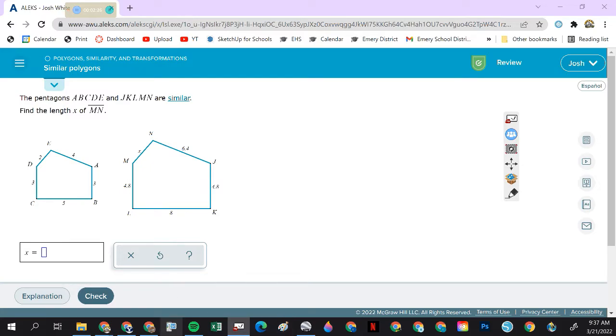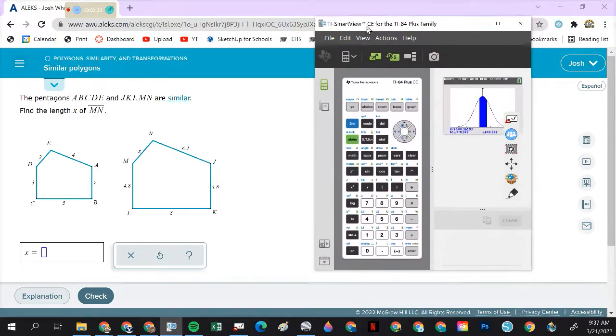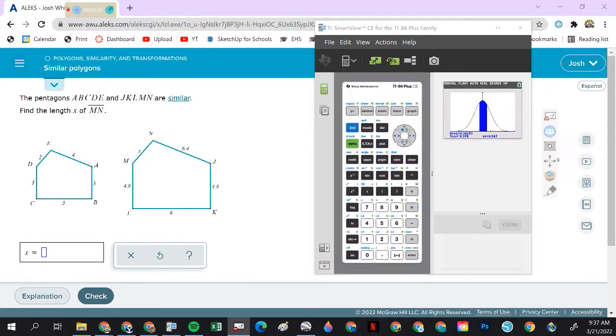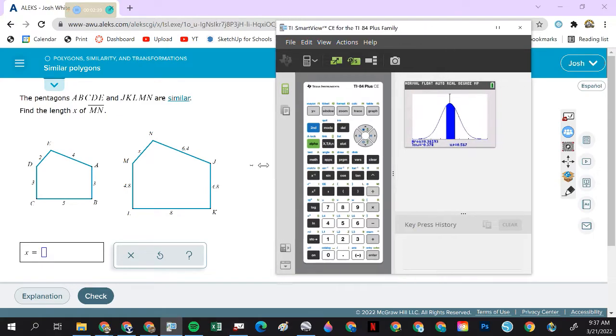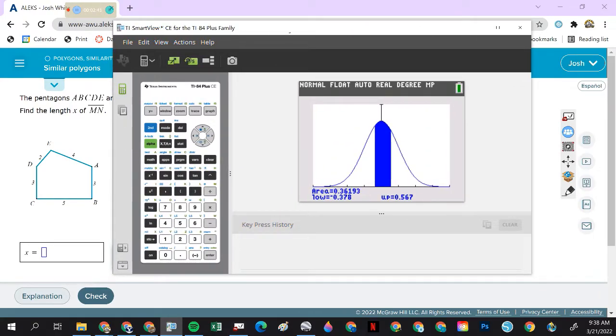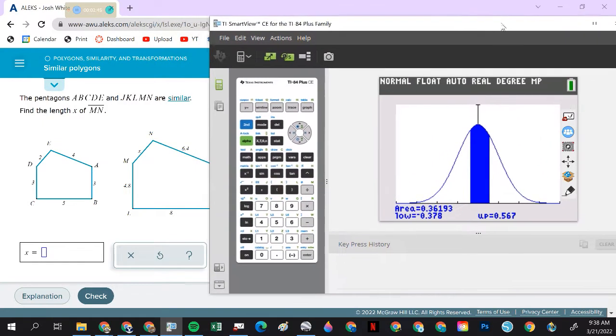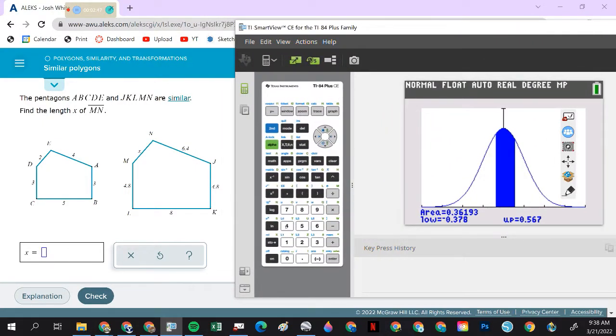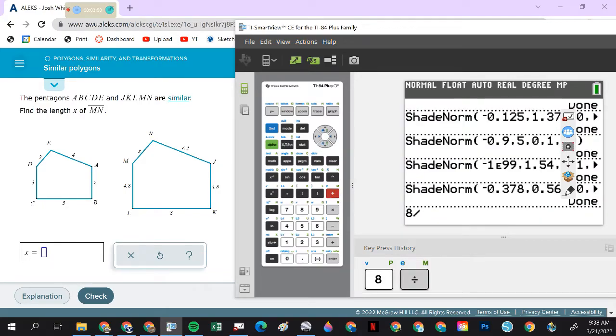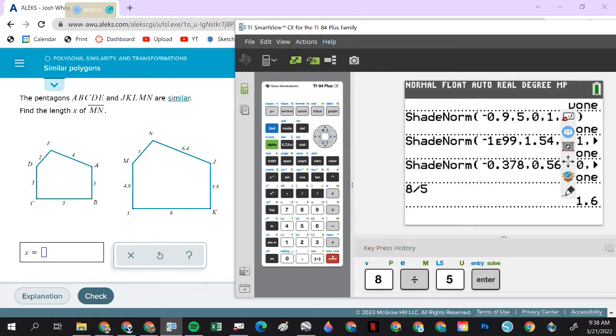So if I pull up, oh, my calculator's not on. Let's make this a little bit bigger. All right. So 8 divided by 5 is 1.6.